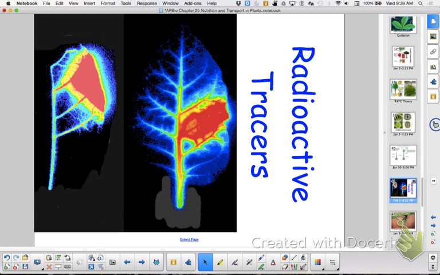Now, let me give you a little tip, though. The water can flow up through the xylem. It can get recycled and go back down through the phloem. Okay? But phloem moves wherever it is needed. It moves from the source to the sink.